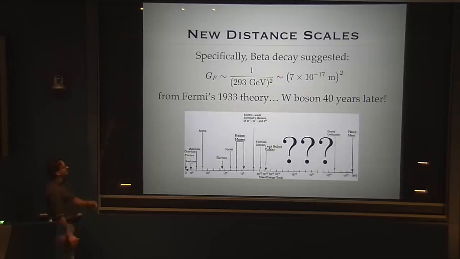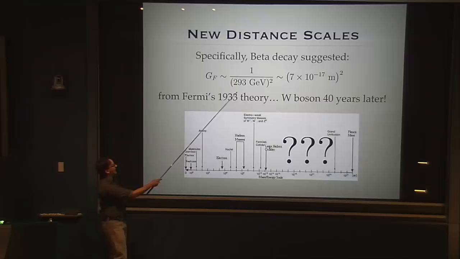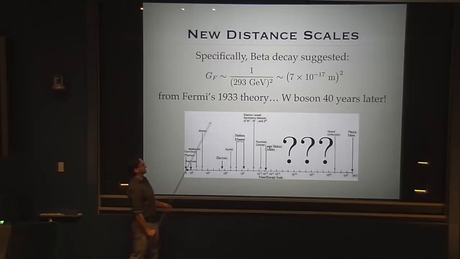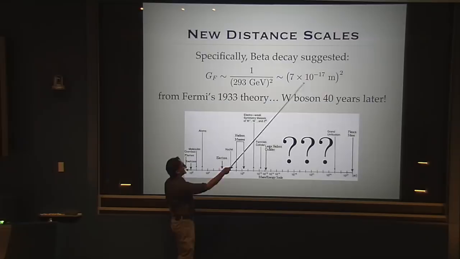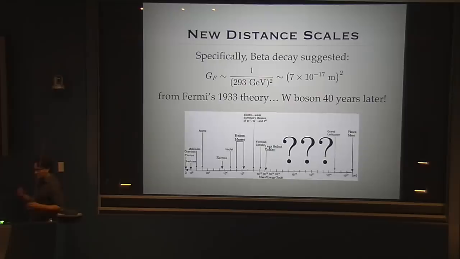And so specifically, Fermi in 1933 suggested that there was some sort of energy scale or a distance scale of 10 to the minus 17 meters associated with some kind of new physics. And that was tens of thousands of times smaller than any experiment could probe when Fermi made up this 1933 theory of beta decay. So he was able to anticipate that there was something lurking around the corner. There was some new short distance scale associated with very, very weak effects that are observable only because if they weren't there, the neutron would live forever.